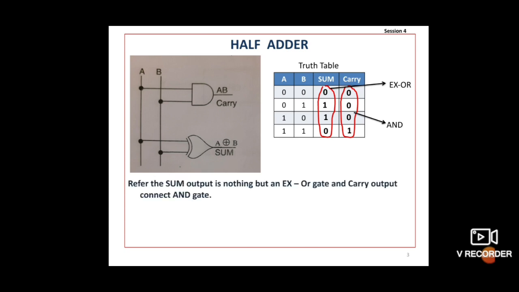Now the Boolean equation of sum is equal to A plus B, and carry is equal to A dot B. Understood students? How does half adder work? Just remember, half adder performs only LSB column addition, or only 2 single-bit addition. Okay, now next is full adder.